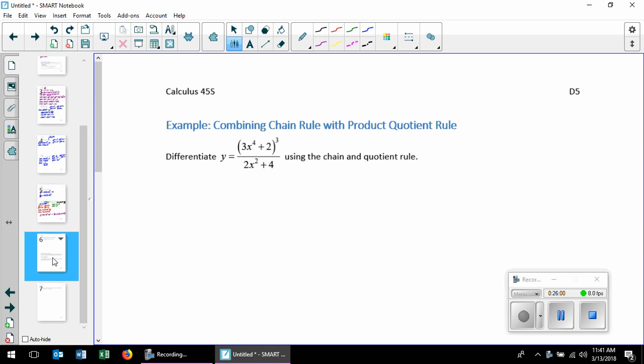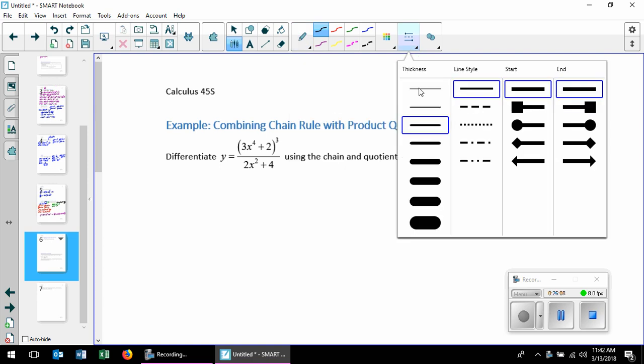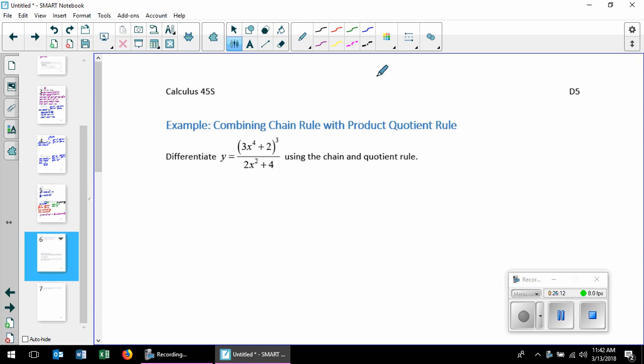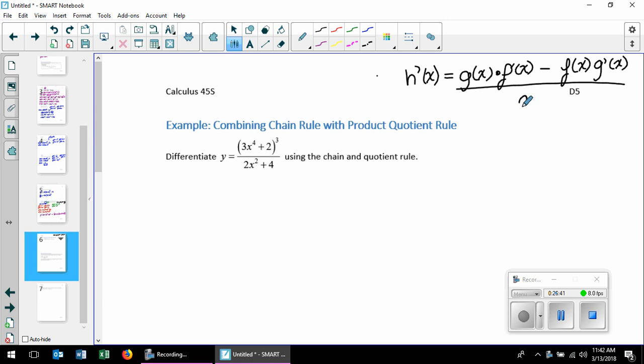Do you guys remember the quotient rule? So h of x, and then it goes g of x times f prime of x, and subtract f of x times g prime of x, all over g of x squared. So that's your quotient rule.